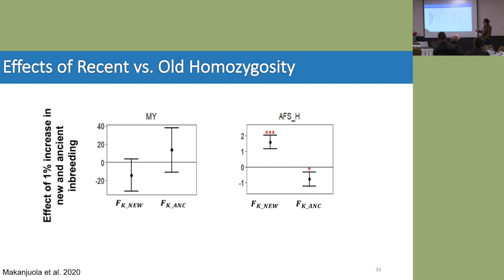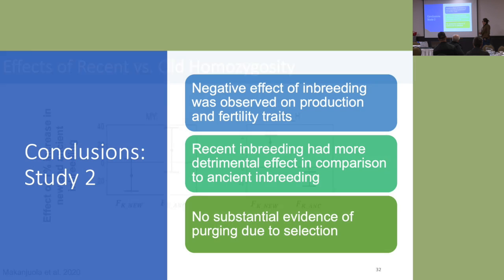And this graph here is for milk yield, age at first service in heifers. This one even gets stars about how different they are, right? So this is new inbreeding and ancient, or old, inbreeding. So there's a difference between new and old inbreeding. Conclusions here: negative effective inbreeding was observed on production and fertility traits. Recent inbreeding had more detrimental effect in comparison to ancient inbreeding, and no substantial evidence of purging due to selection. So selection pressures don't have time in today's world to sort of knock out what's happening, okay?